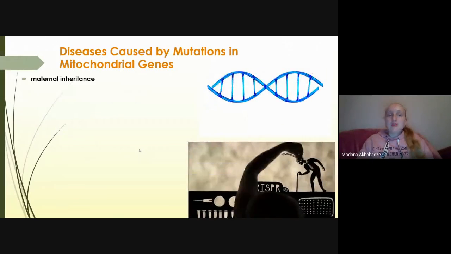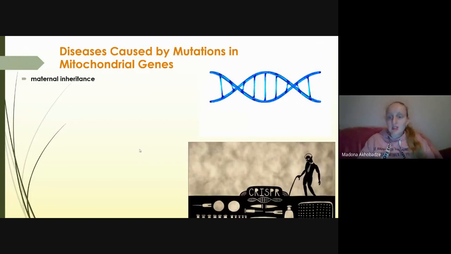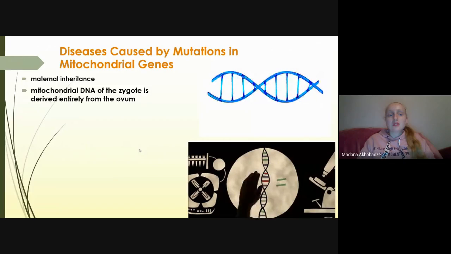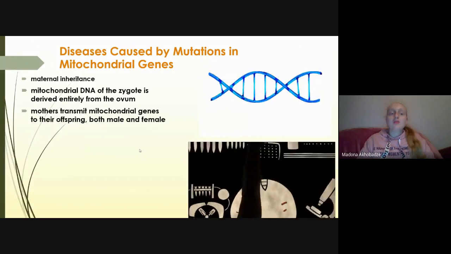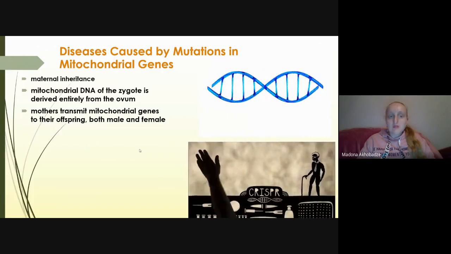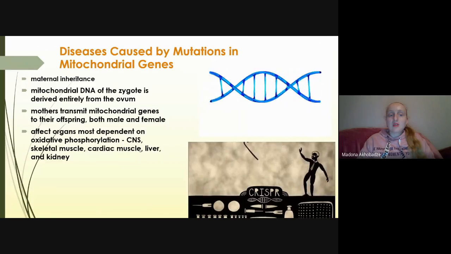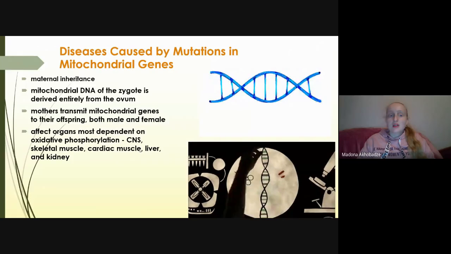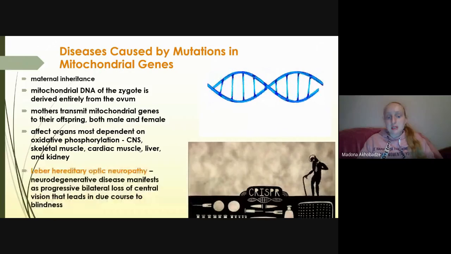Okay, and mitochondrial genes are usually maternally inherited. Mitochondrial DNA of the zygote is derived entirely from the ovum, and mothers transmit mitochondrial genes to their offspring, both males and females. They affect organs most dependent on oxidative phosphorylation, ATP: CNS, skeletal muscles, cardiac muscles, liver and kidney disease.